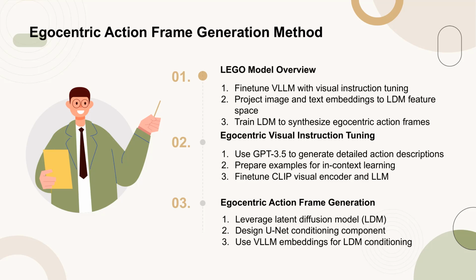For visual instruction tuning, GPT 3.5 is used to generate detailed action descriptions from input queries composed of action labels and object bounding boxes. These descriptions are used to fine-tune the CLIP visual encoder and the LLM. In the action frame generation phase, a latent diffusion model is employed to synthesize the action frame. The UNet conditioning component is designed to interpret egocentric actions correctly, using VLLM embeddings to bridge the domain gap.